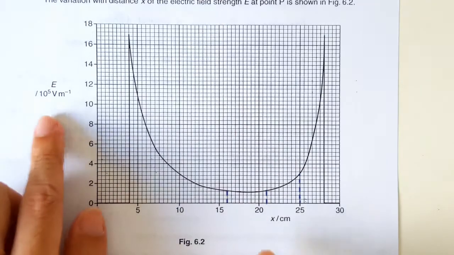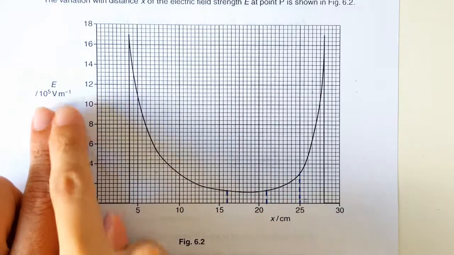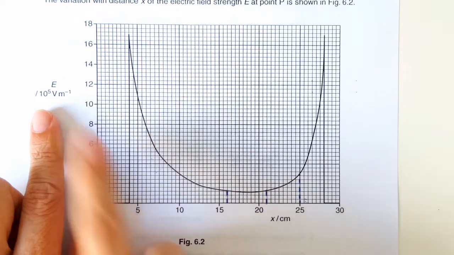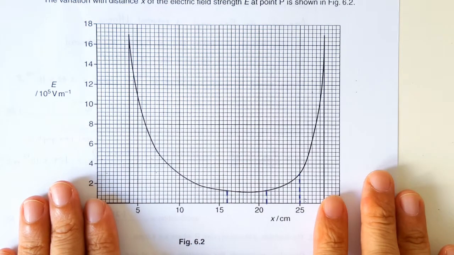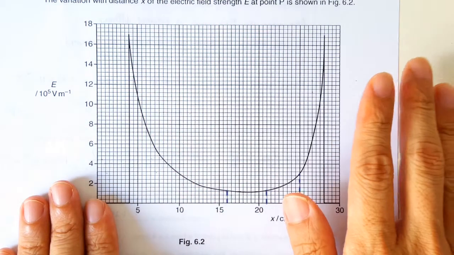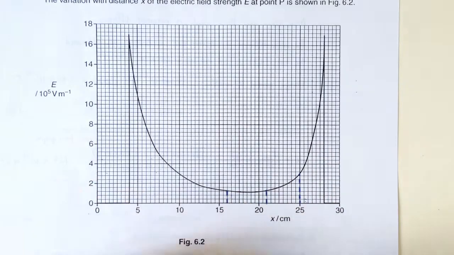Okay, this graph tells us that the resultant electric field anywhere between the two spheres is never zero. There is no neutral point. This tells us that the two spheres cannot be carrying the same polarity of charges.